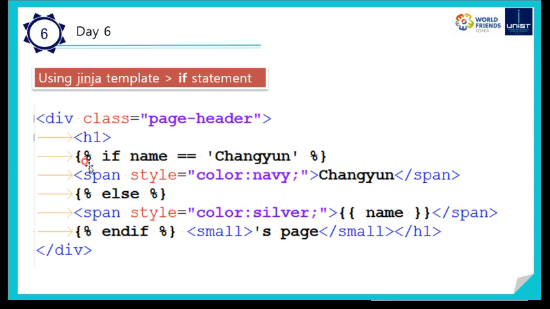So you can make different styles, like if the name is Changyun, then you display span style color navy Changyun span. So the Changyun will be colored navy. And in the else statement, when the name value is not Changyun, it displays with span style color silver and double curly name. Then the other names are displayed with silver color.